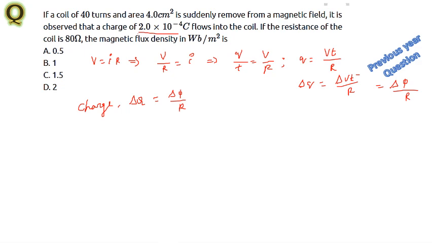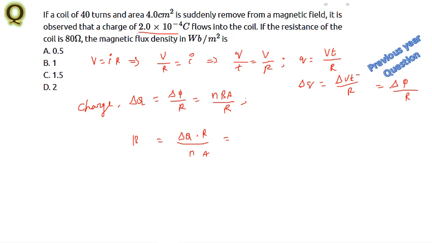Del phi is the change in flux, that is voltage per time, that is about the flux. Now delta phi you know is N B A, divided by R. So what they are asking is the magnetic flux. According to that, the magnetic field B value is equal to delta Q into R divided by N into A.